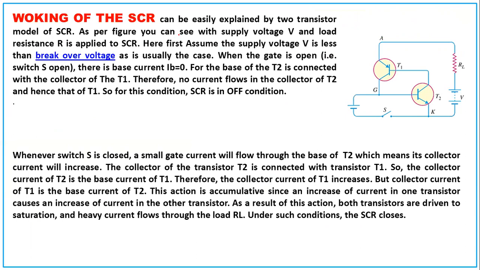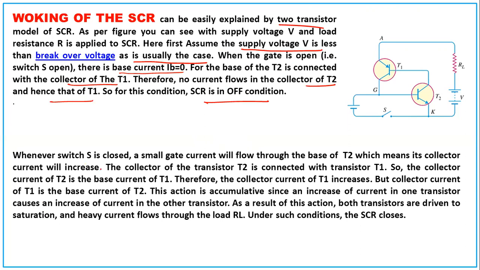Now, how the turning on of the SCR can be explained by the two transistor model. As per the figure, you see the supply voltage V and the load resistance R are applied to the SCR, right? Here first assume the supply voltage V is less than the breakover voltage, as is usually the case. When the gate is open, that is when switch S is open, the base current IB is equal to 0. The base of T2 is connected with the collector of T1. Therefore, no current flows in the collector of T2 and hence that of T1. So for this condition, the SCR is in the off state.